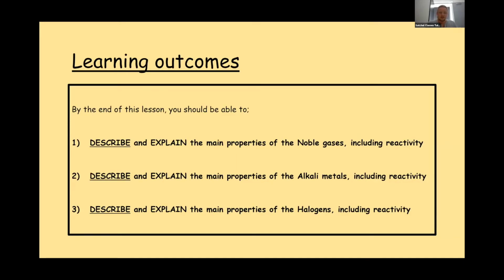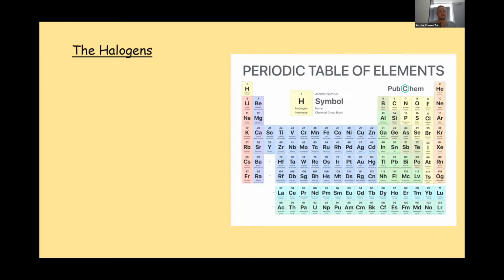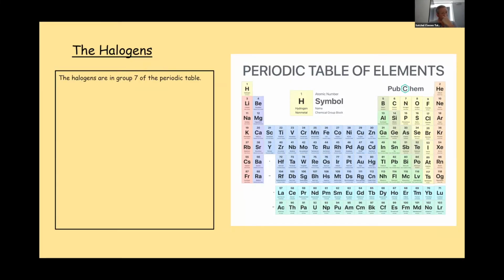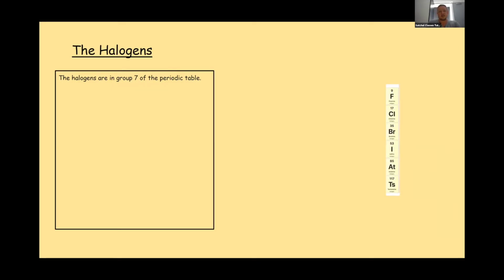That's our second outcome, describe and explain the main properties of the alkali metals, including reactivity. Final one, describe and explain the main properties of the halogens, including reactivity. So the halogens then. The halogens are in group 7 of the periodic table. This is all the way over nearby the noble gases, and it's this group here.